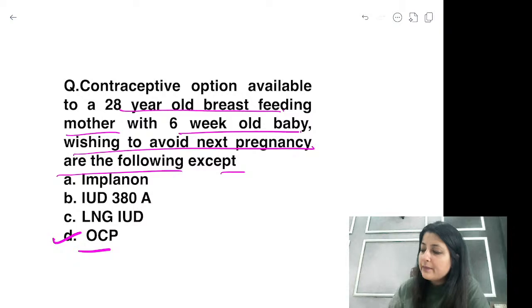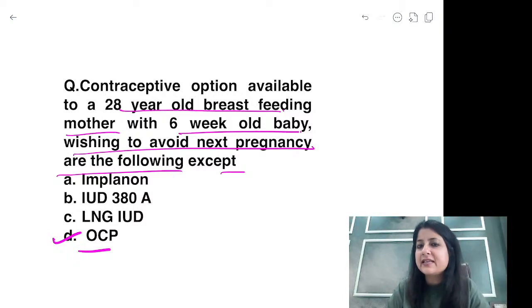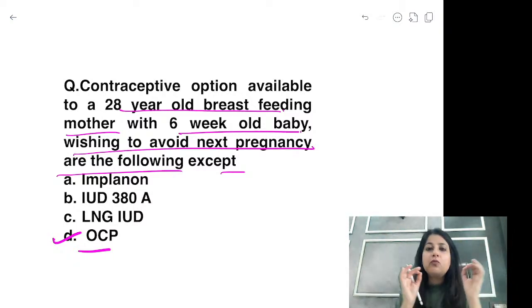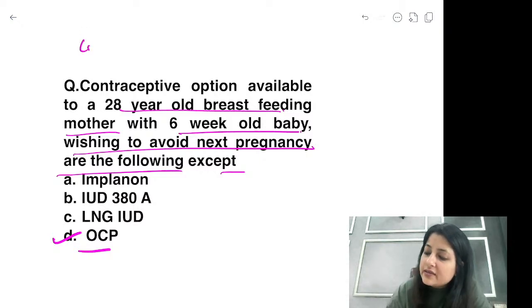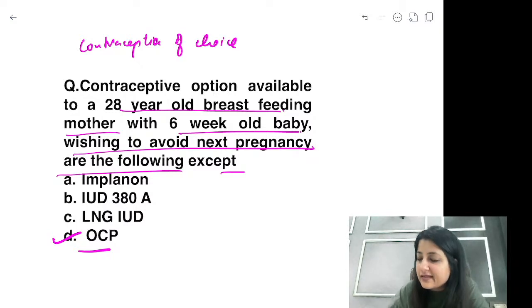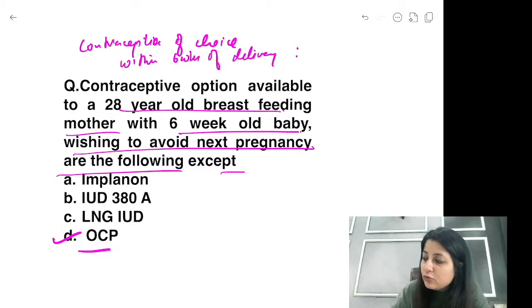Very good. OCP is never given within the first 6 months of lactation. Now, ideally, in the first 6 weeks after delivery, we tell the couple not to have sexual intercourse and to abstain. But if any couple wants to, what is the contraception of choice within the first 6 weeks of delivery? If somebody asks you for contraception within 6 weeks of delivery, it is the progesterone only pill.